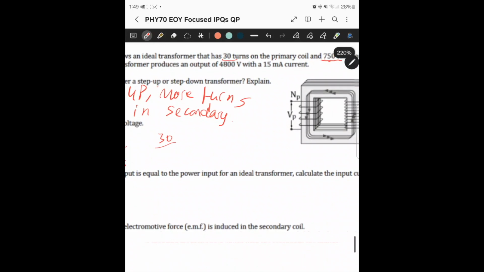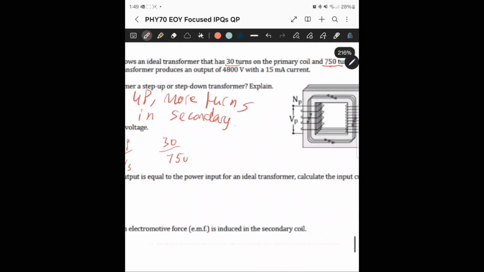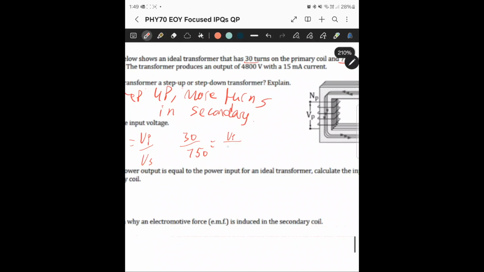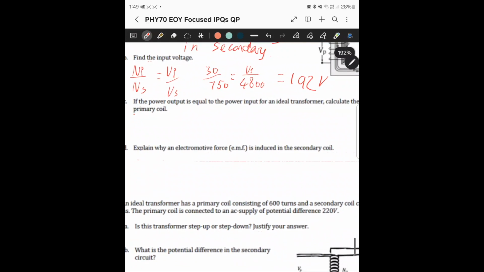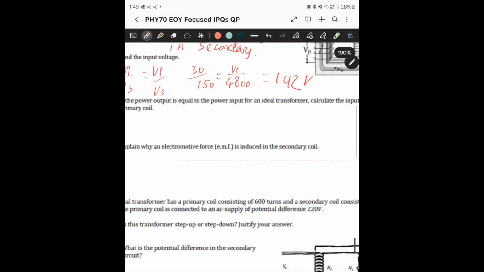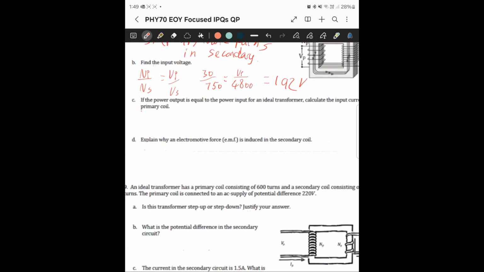NS was, what was it again? 750 equals VP. That's what I need to find. Over VS, which is the secondary, 4800. Shift solve, cross multiply, as you like. You will get 192 volts. If the power is equal to the power of the input, that's fine, so that's good, because basically P equals P.